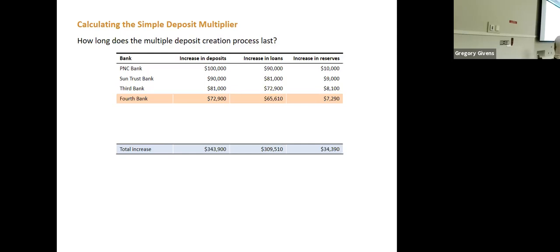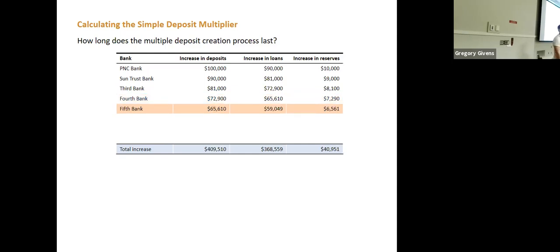Now there is $343,900 in total deposits and $34,390 in total reserves. How long does this game play out? Well, if we deposit into a fifth bank, etc., what I'm telling you here is that eventually what's going to happen in this economy is that the total amount of deposits created by this initial injection of $100,000 in reserves at Bank of America will be $1 million worth of new checkable deposits.